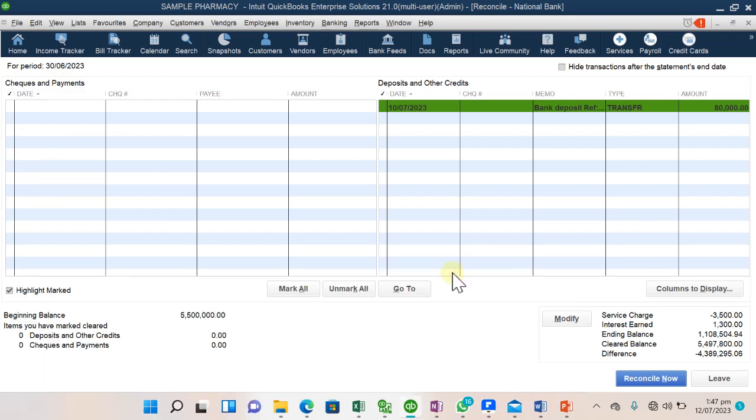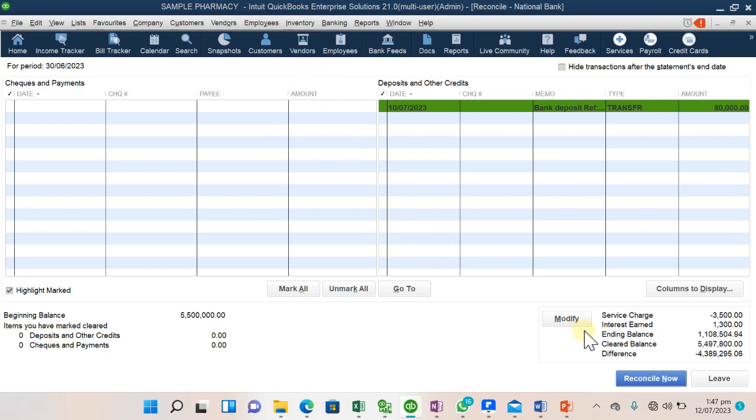At the end of the day, what we want to achieve is that the difference shown below should be zero. But in this case, our difference is negative 4 million something. This one is not intended to be a balance because I haven't done my transactions in this one. If you are finding it confusing, you can let me know so that we can go through it together, reconciling your accounts.